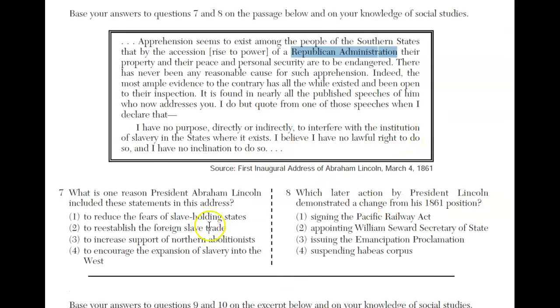Okay, here's the question. What is one reason Lincoln included these statements in his address?